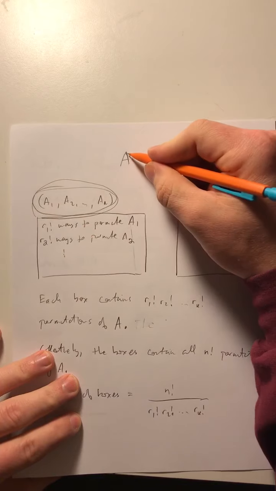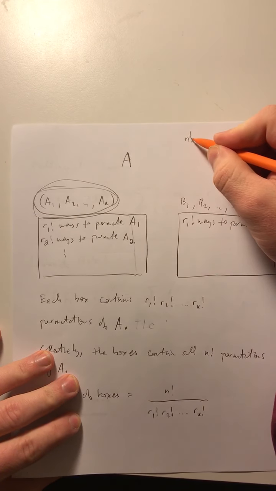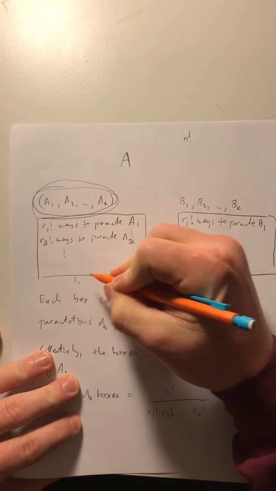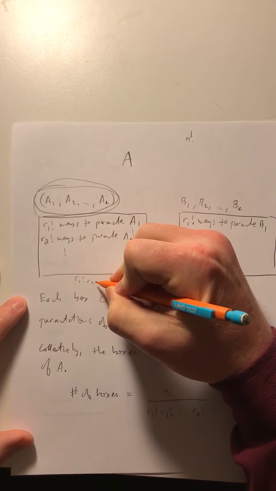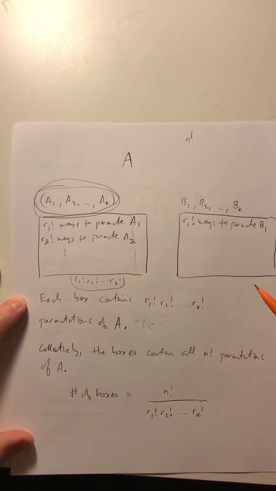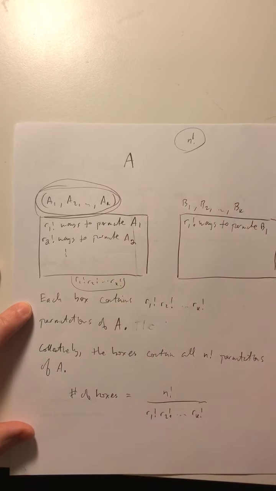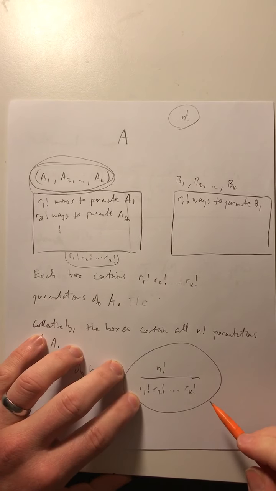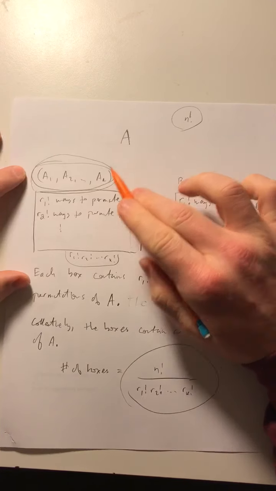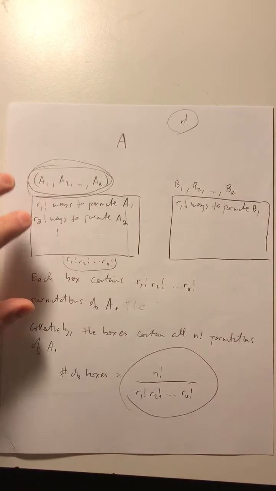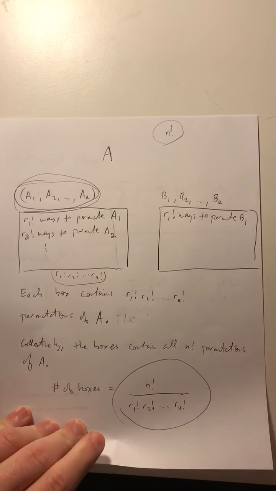So here again, I've taken A and the number of permutations on A, and split them up into boxes. I can count the number of things in each box. Each box contains R1 factorial times R2 factorial up to R_k factorial permutations. That's the number of permutations in each box. I know that altogether I have n factorial permutations, and each permutation is in one and only one box. So I can count the number of boxes by dividing, and the number of boxes is exactly the number of ways to take A and split it up into subsets, such that the first subset has R1 many elements and the second one has R2, etc. So it's another way to get these multinomial coefficients.